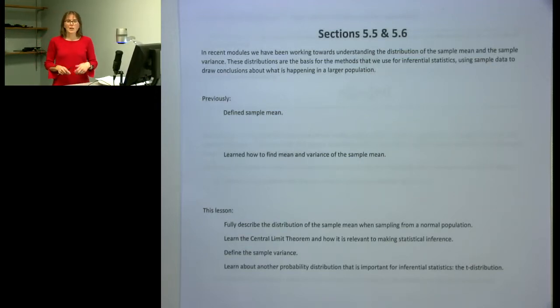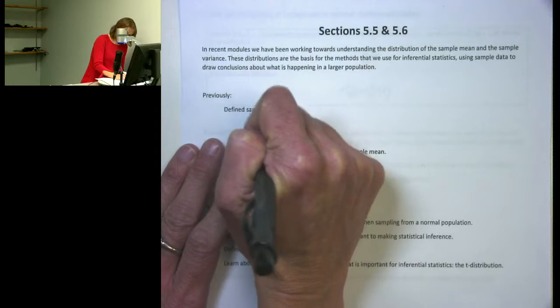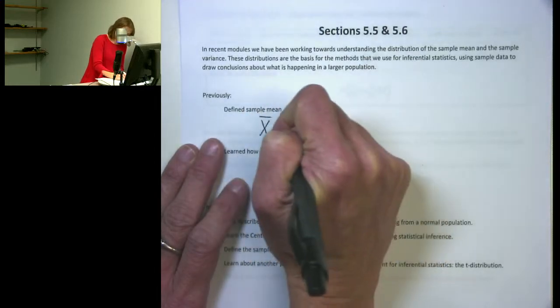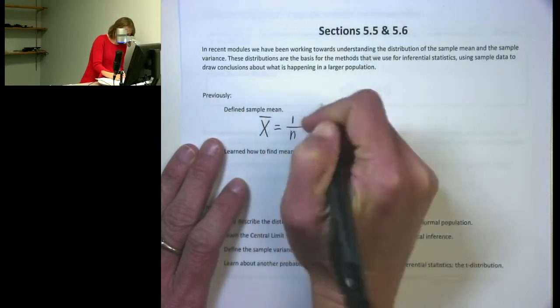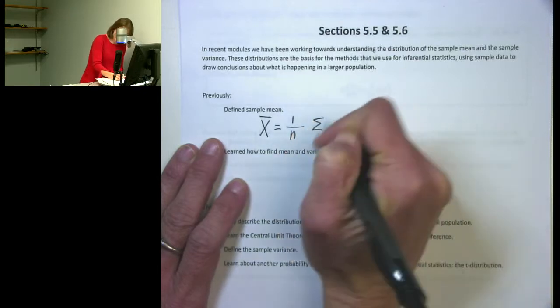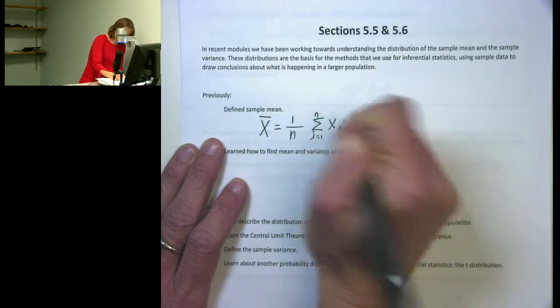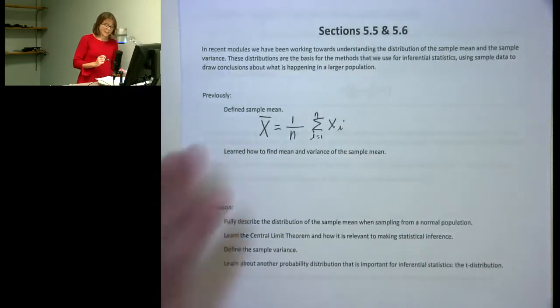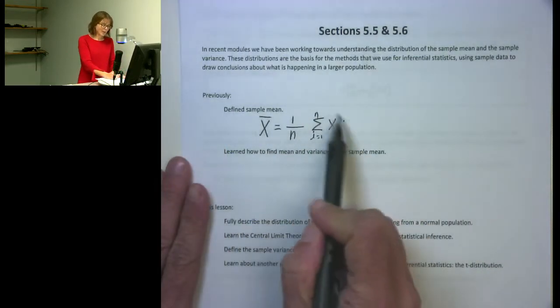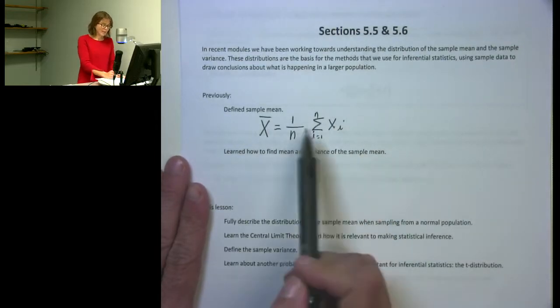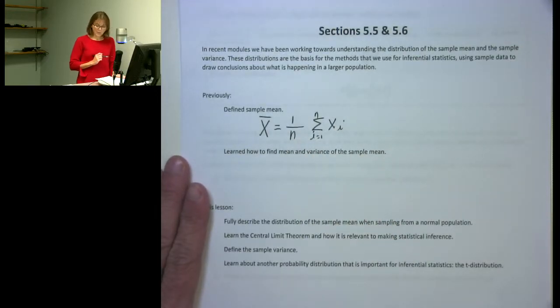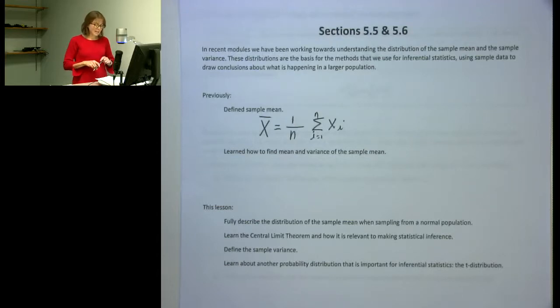So previously in our other modules we defined the sample mean. If you remember the sample mean, we have the notation x bar, and we calculate it by taking 1 over n times the sum of the xi, where n is the sample size. So we're just adding up all of the observations in our random sample and dividing by the size of the sample. We also learned how to find the mean and the variance of the sample mean.